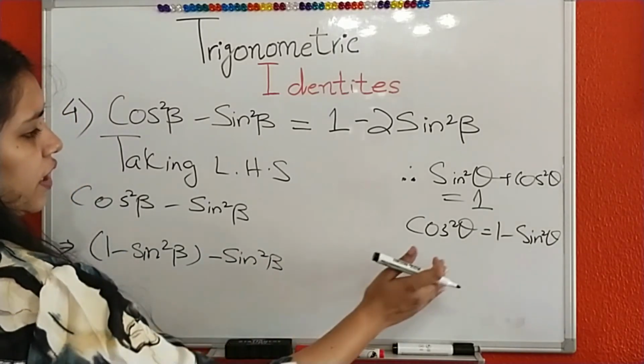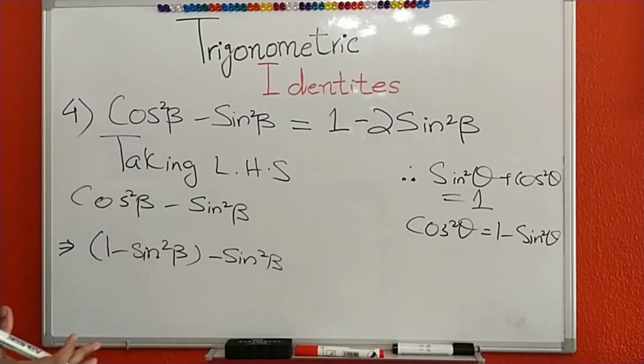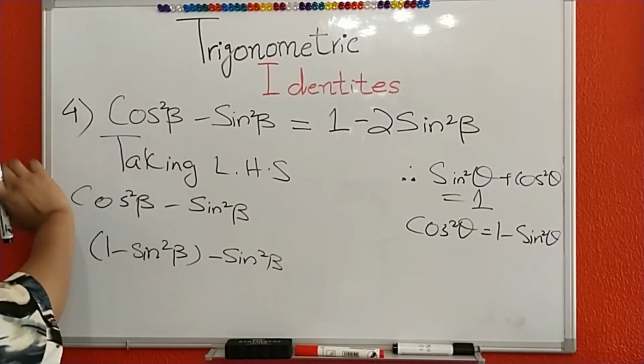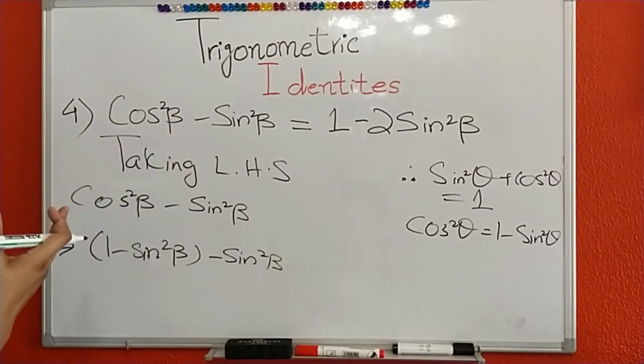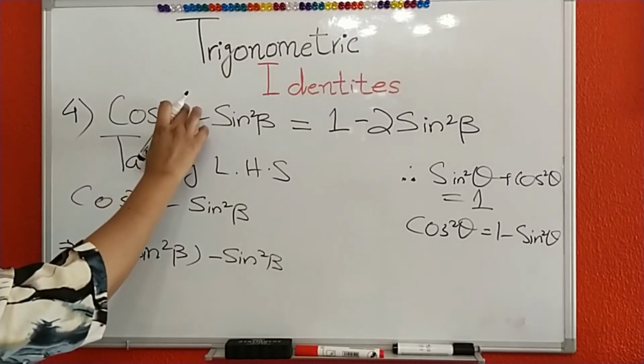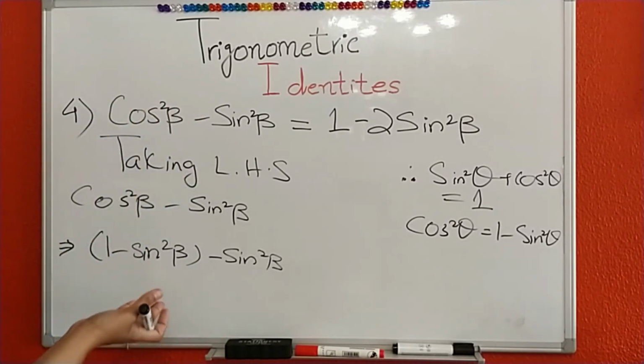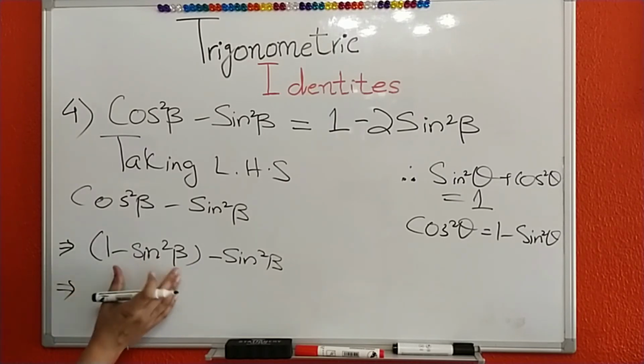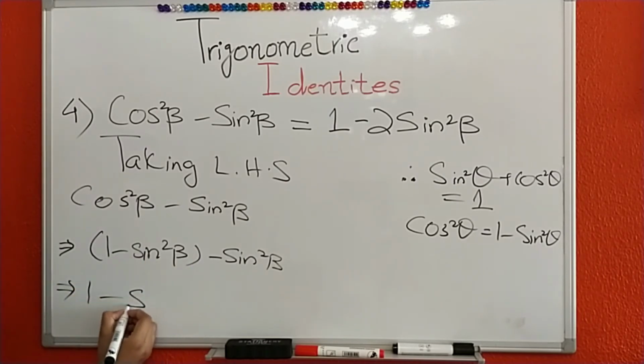Here, as I have beta angle here, so I need to put the angle beta. Don't get confused with the angles because you can put any angle you want. You can put x, you can put alpha, you can put gamma, you can put phi, any angle you want. But in the question, you should use the angle which is in the question. Because if I put here the theta, I cannot solve the question. So I'm just opening the bracket.